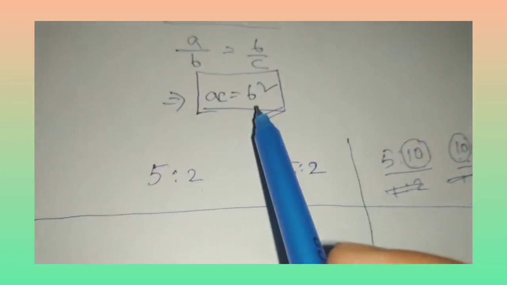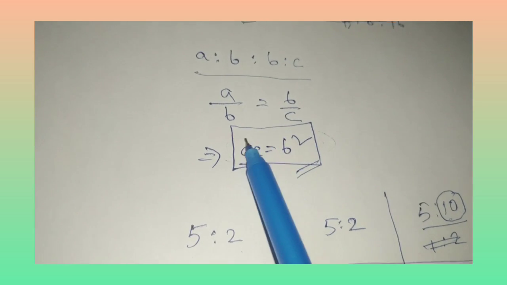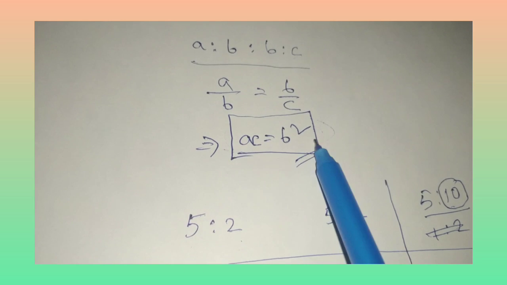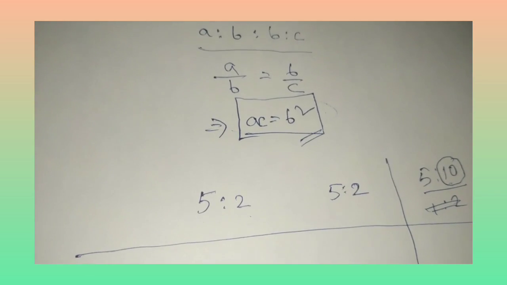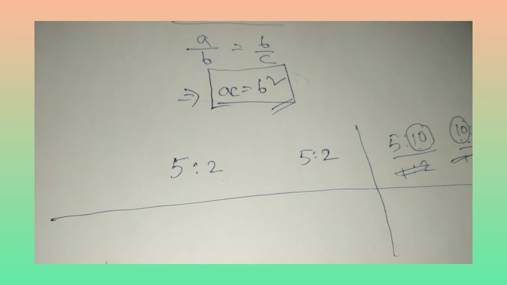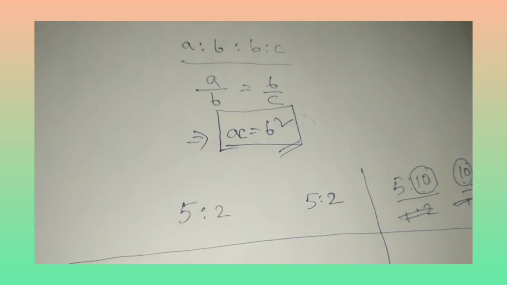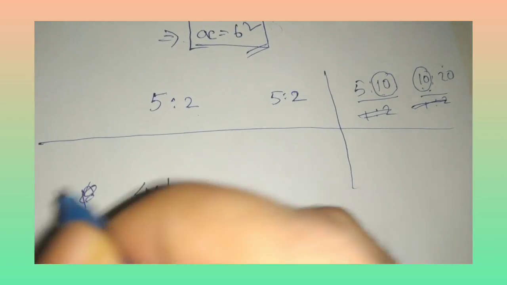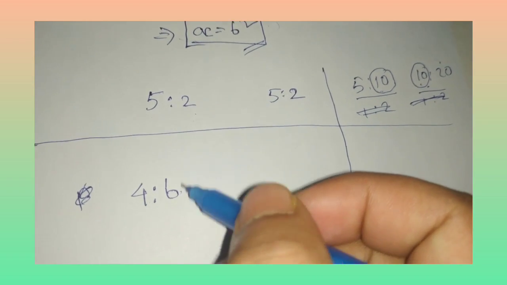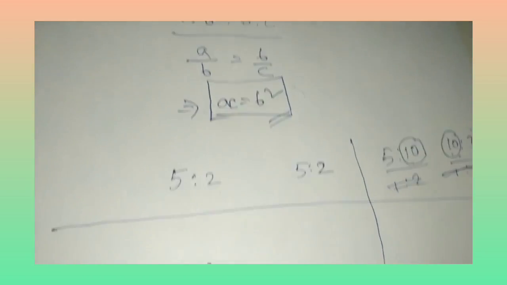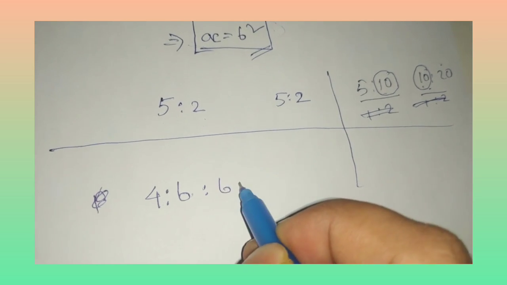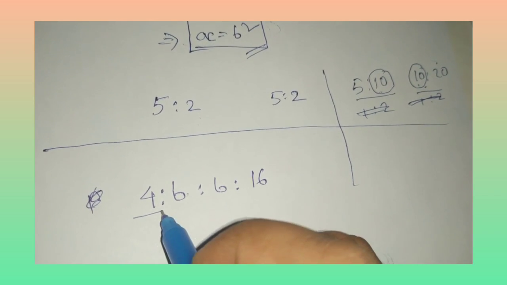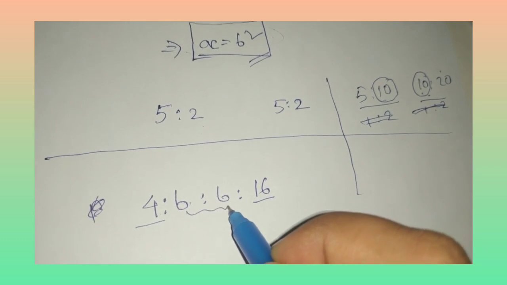So we already know this is the formula, that is B square equals AC, right? The first and third quantities are given, that is 4 and 16. I'm writing it using the format A is to B and B is to C. 4 is to B. Since I have to find the mid proportion, I'm just writing it as B. 4 is to B is to B is to 16. So this is my first quantity, this is the third quantity, this is the mid proportional.